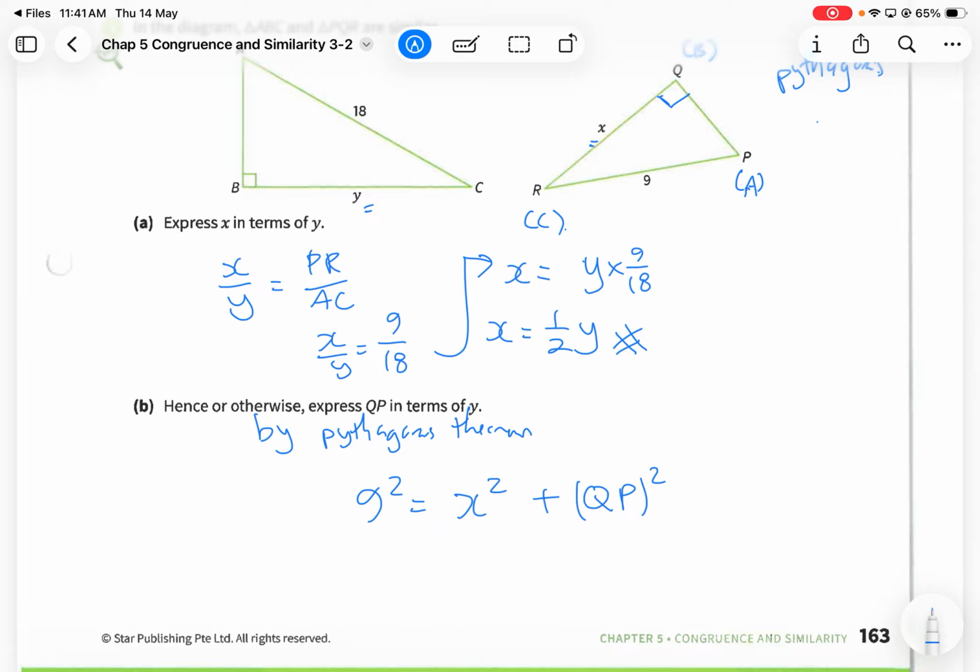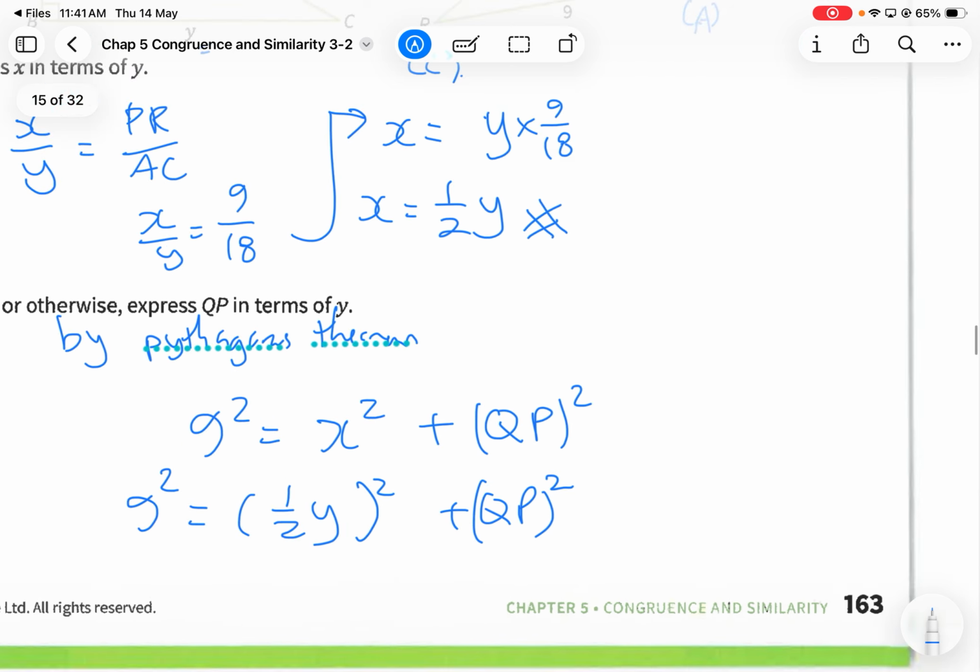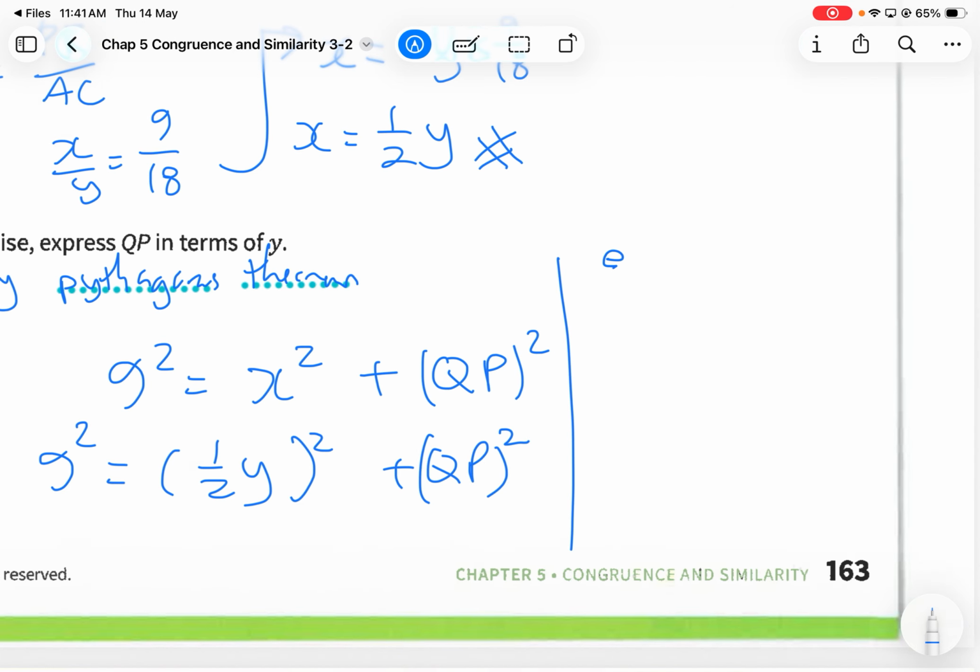Okay? Then just now I found already, x is actually equals to half of y. So I can substitute my x as half of y. So if I square, then it will become 81 equals to 1/4 y square plus qp square.